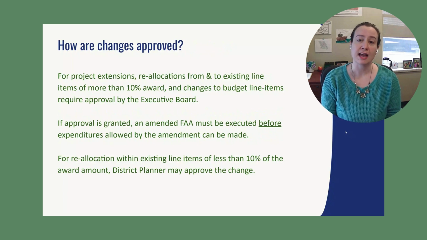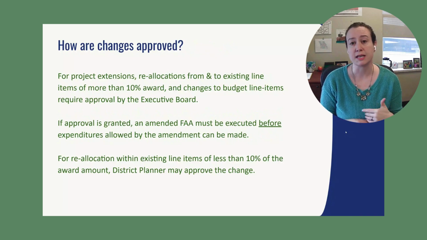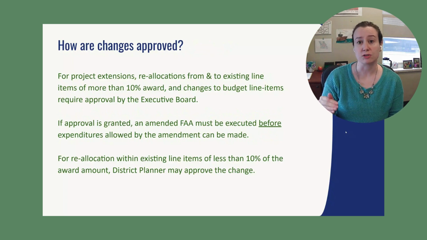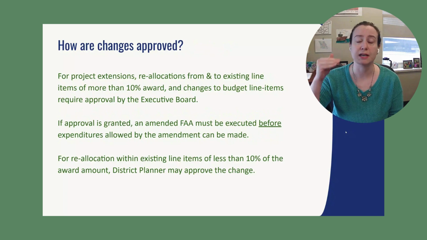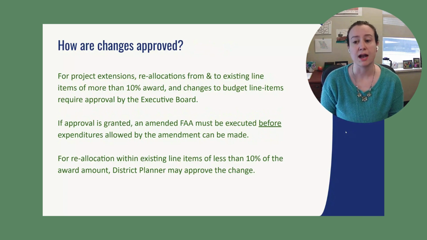And for reallocation within existing funds, which we'll talk about a little bit later on, if it's less than 10%, so your grant amount maybe is $10,000, you need to move $1,000 from one line item to another because your expenses have changed, I am able to approve that at the district planner level as long as we communicate about it.